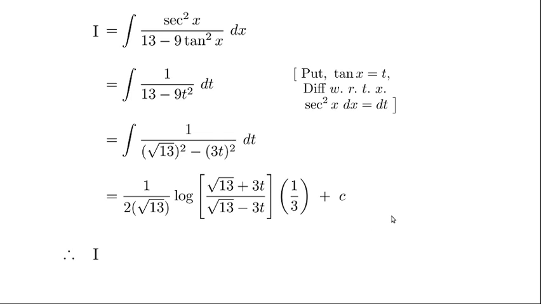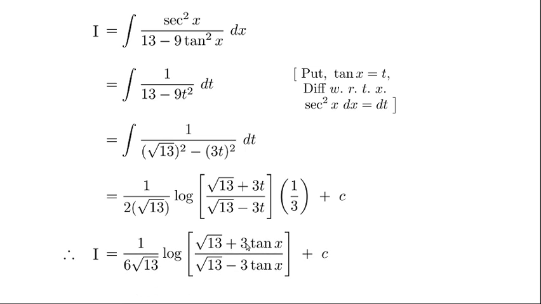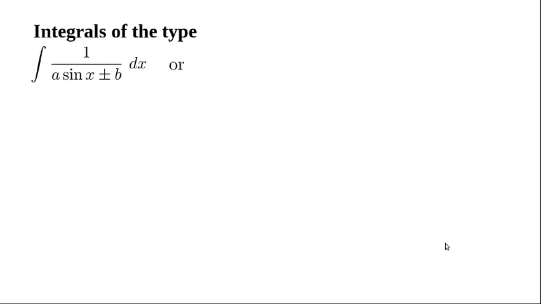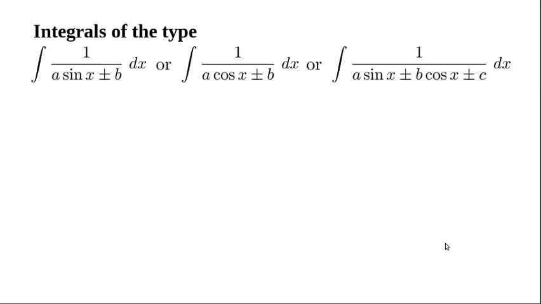Plus c. So now it becomes 6 root 13 and put back the value of t. 1 upon 6 root 13 log of root 13 plus 3 tan x upon root 13 minus 3 tan x plus c. And the next type is almost similar to the previous one, but the difference you will observe now. So carefully observe it. So here we don't have squares, almost similar to that, but method is totally different.